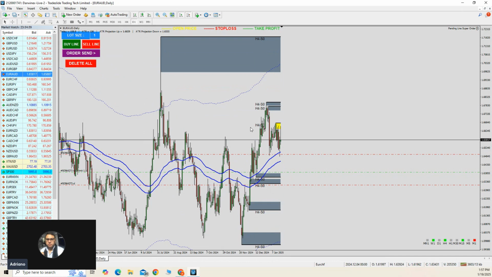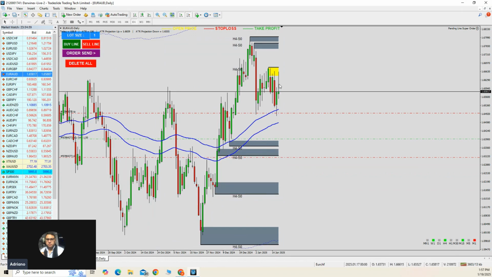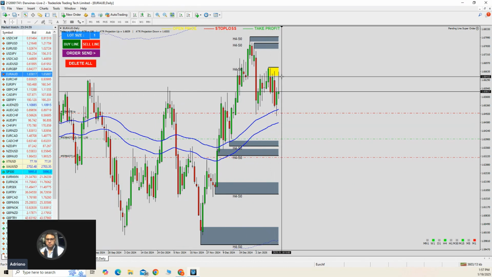Euro AUD, as you can see, the market came, touched the H4 zone and dropped. So this drop, if you got inside here, your risk is going to be 45. You are in profit about 64 pips already.